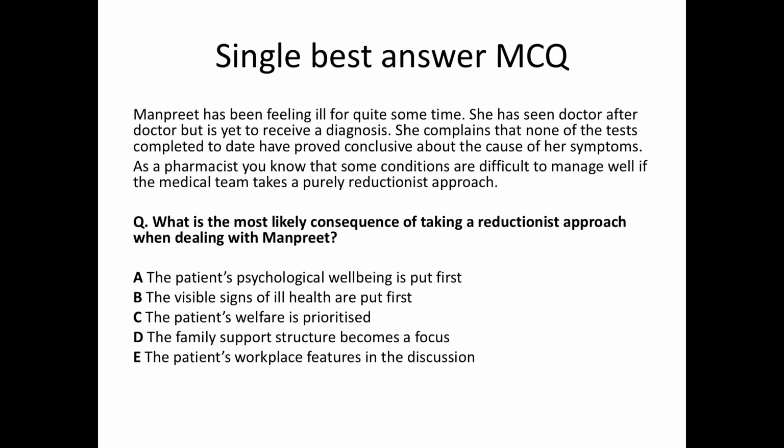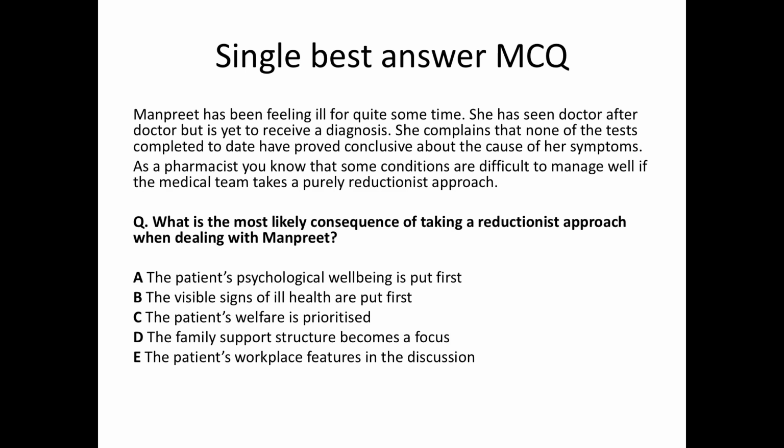I obviously got way more questions than I thought, so I think this is the final one now. Let's see if we can answer this one together. Manpreet has been feeling ill for quite some time. She's seen doctor after doctor, but is yet to receive a diagnosis. She complains that none of the tests completed to date have proved conclusive about the cause of her symptoms. As a pharmacist, you know that some conditions are difficult to manage well if the medical team takes a purely reductionist approach. What's the most likely consequence of taking a reductionist approach when dealing with Manpreet?